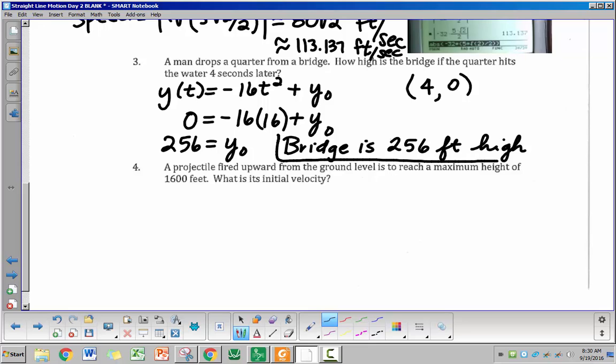Now, they didn't suggest to us not to use meters, right? So we could have done it in meters. But I figured I'd use feet.